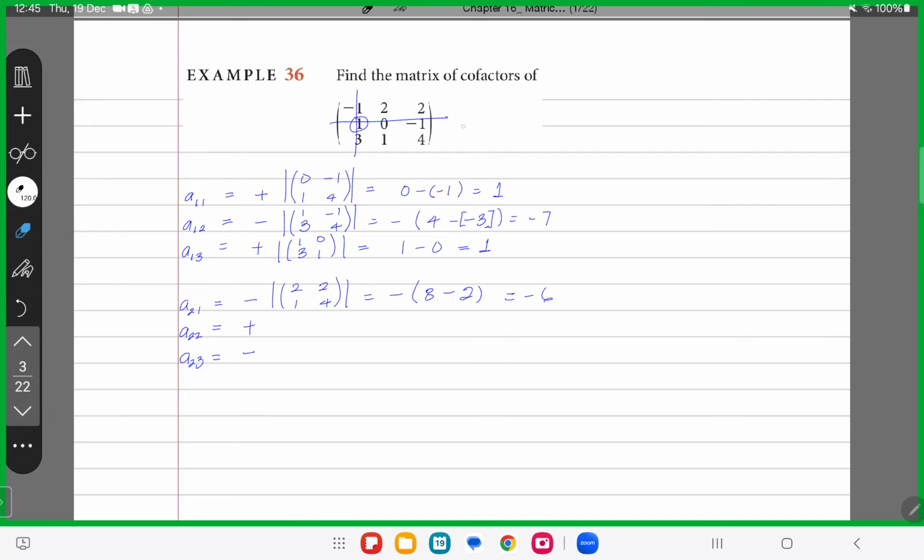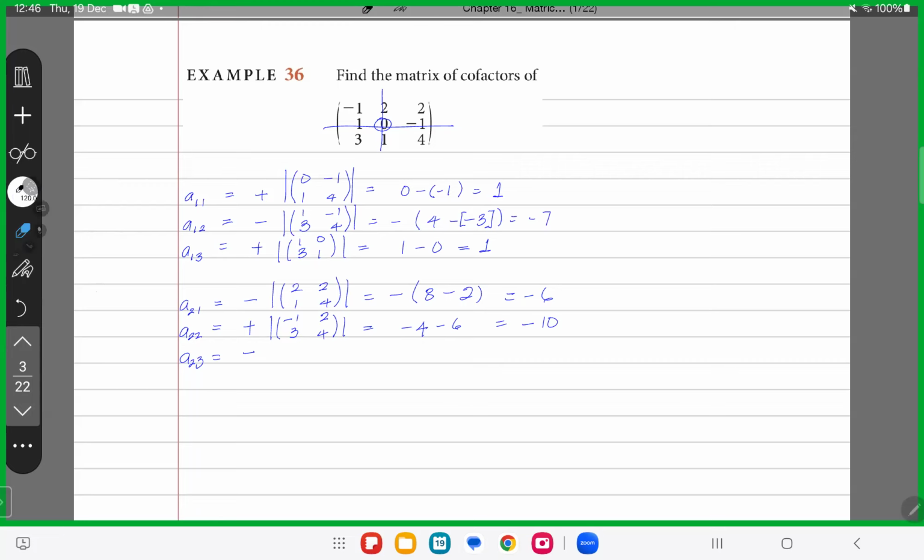Second element in the second row. Ignore the elements in the middle row and the middle column. Find the determinant of the matrix formed by the remaining elements. This is minus 4, minus 6. This is minus 10.